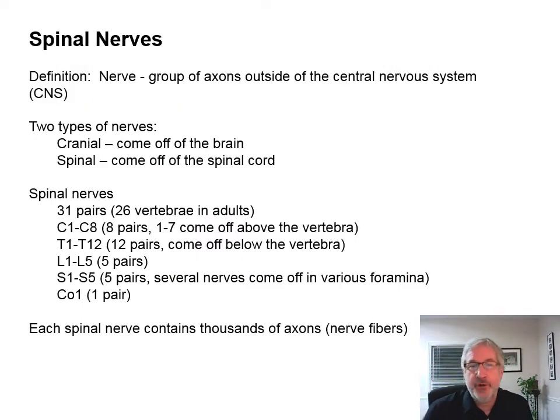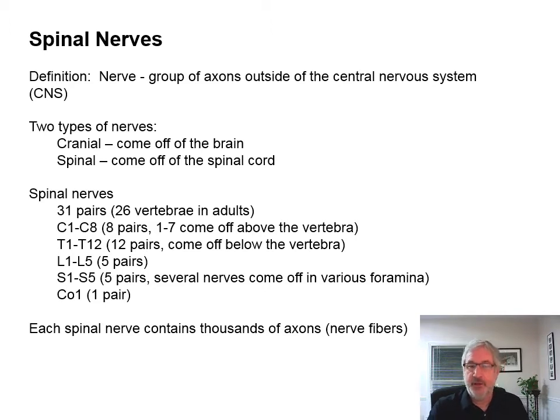Okay, so on to spinal nerves. So what is a nerve? Well, a nerve is a group of axons outside the central nervous system. There are two types of nerves. There are cranial nerves, and those come off the brain, and there are spinal nerves, which come off the spinal cord. The spinal nerves, there are 31 pairs of them. We have 26 vertebrae in adults, but 31 pairs of nerves.